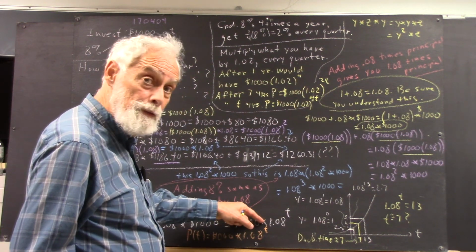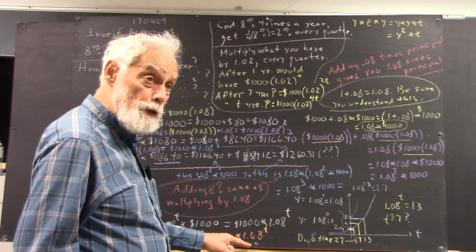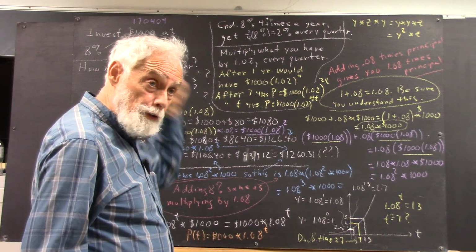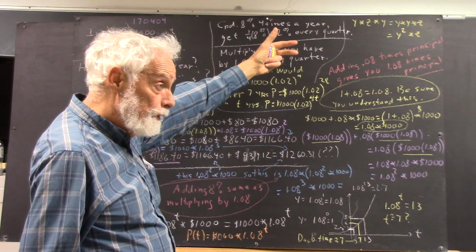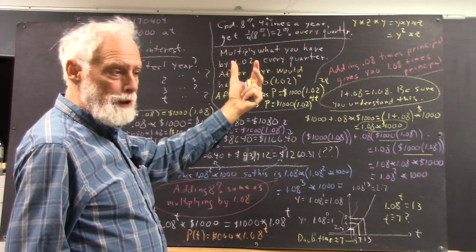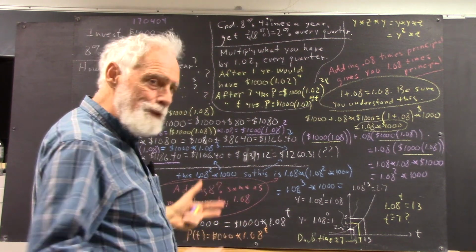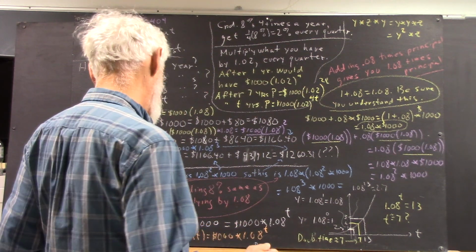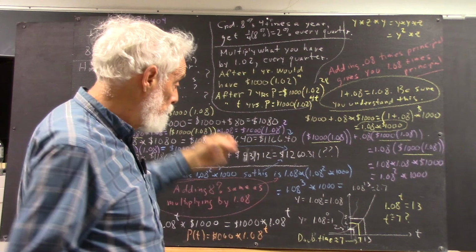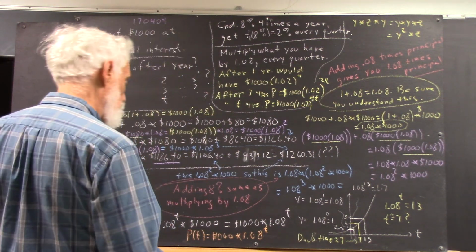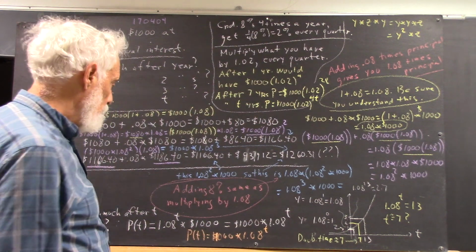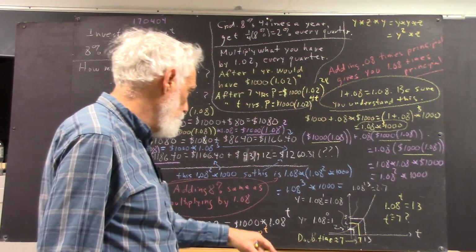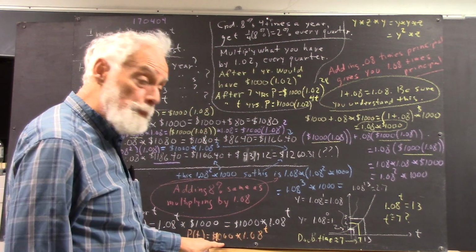1.08 to the t is a power function closely related to the function 2 to the x, or 3 to the x, or 2.7 to the x, which we dealt with about a week ago. So we understand those functions using the same techniques we use with those functions. My 1 in the 1,000 there is not very clear. It looks like 0, 0, 0. Anyway, you understand what this is. Then we multiply that by $1,000.